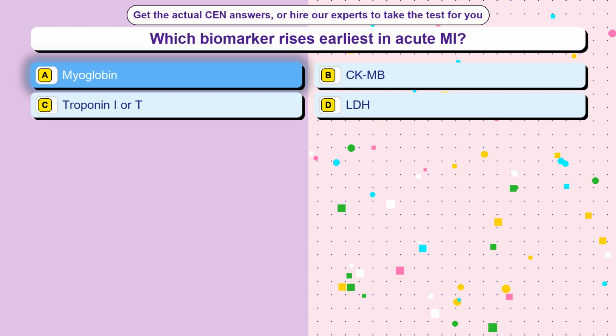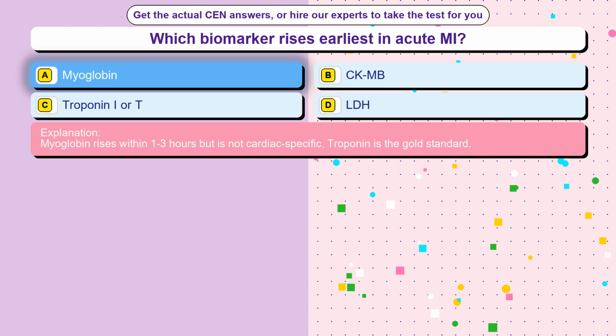The correct answer is option A, myoglobin. Myoglobin rises within 1 to 3 hours but is not cardiac specific. Troponin is the gold standard.